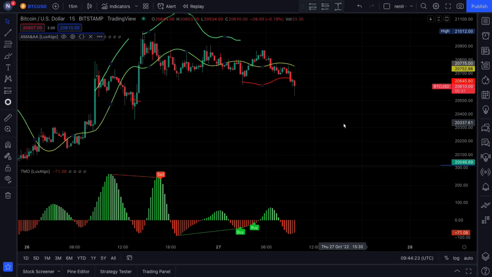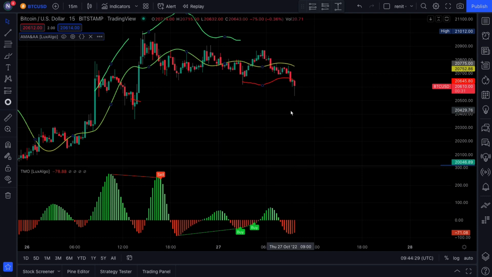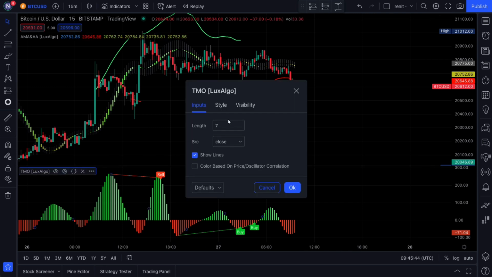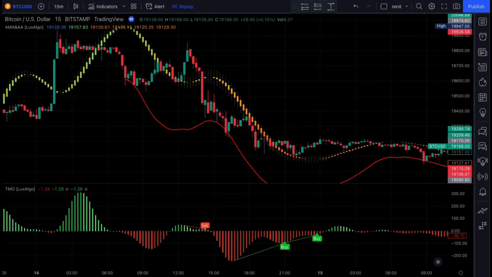Now we have a few settings to adjust, so double click on the adjustable MA, and in the input section we want to have smooth candles enabled. Then for the triangular momentum oscillator, we want to set the length to 7. Okay, so now our indicators are in place, let's check out the rules for this strategy.